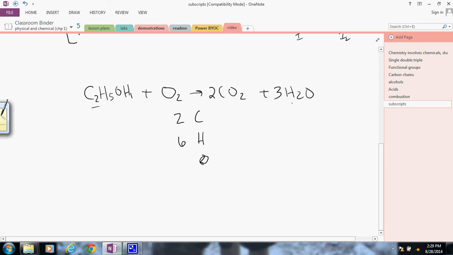To get this guy to 7, I have 1 located right there. So I have 3 here. 2 times 3 is 6, plus 1 more is 7. And that thing is actually balanced. If not, I would increase this guy to a 2, and I would be good to go.